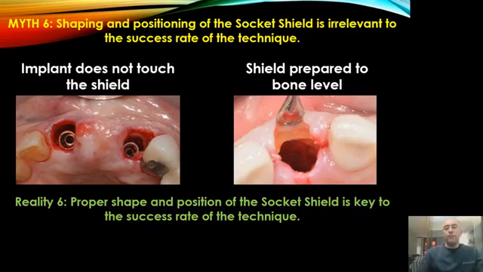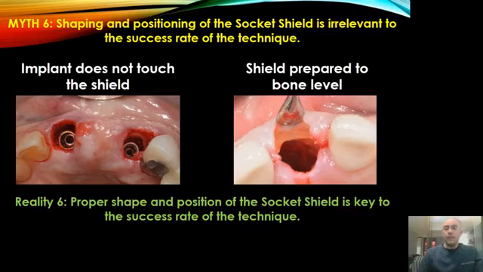The shield prepared to bone level. So this is another discussion. Where should we put the shield? We already agreed that we want to put the implant at the level of the shield, or at least more apical to the shield. But what's the vertical level of the shield?